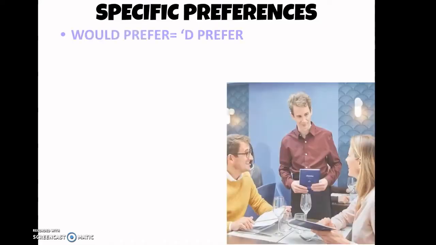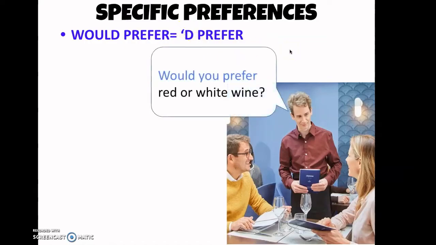Now let's move on to specific preferences. What kind of preferences are these? These are specific and they have something to do with a specific moment or a specific time. Let's take a look at this photo. As you can see, there is a couple at a restaurant and a waiter. And for specific preferences, we are going to use would prefer and not only prefer. So we would need to use would prefer, and with the contraction, it's going to be apostrophe d and then prefer. So for instance, the waiter is going to ask, would you prefer red or white wine?